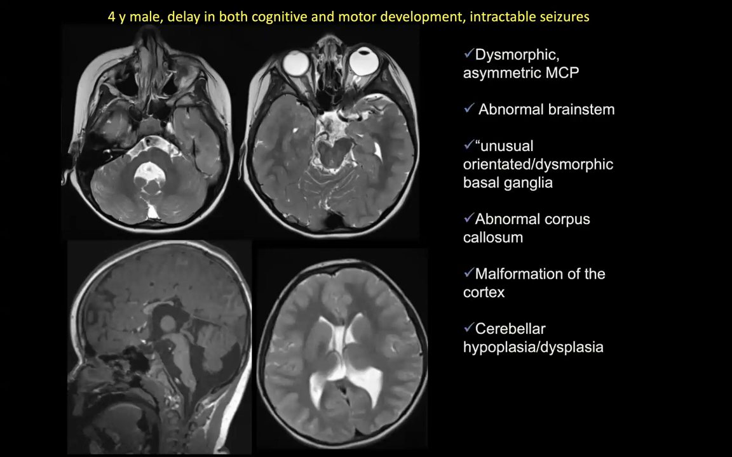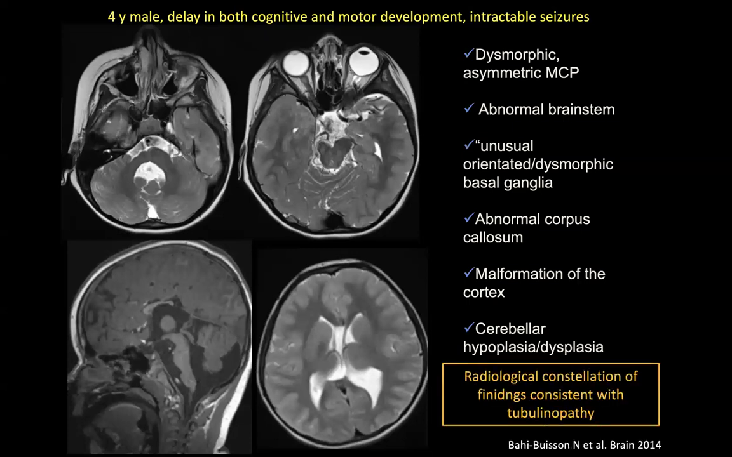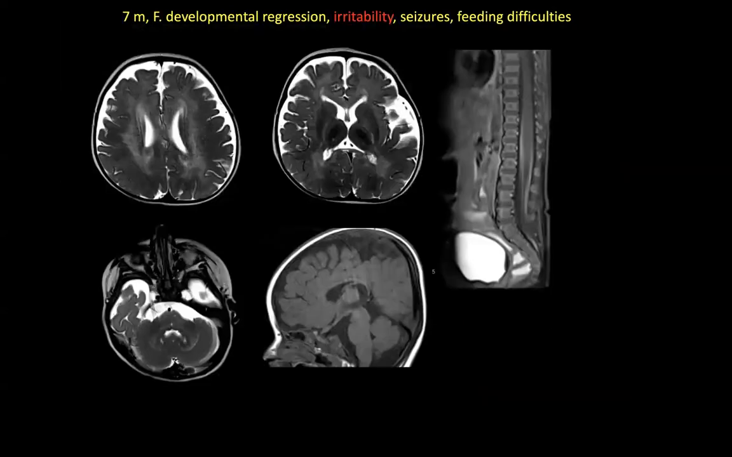disease. So let's repeat it. Dysmorphic asymmetric middle cerebellar peduncle, abnormal brainstem, unusually oriented and dysmorphic basal ganglia, abnormal corpus callosum, malformation of the cortex, cerebellar hypoplasia and dysplasia. This is a tubulinopathy. And again, there is a large variability. Some of the tubulinopathies look almost like lissencephaly. Some are more subtle. There are microtubulinopathies like MACF1 with specific brainstem findings and so on. But overall, this constellation of findings remains very, very constant and can help you in the diagnosis.